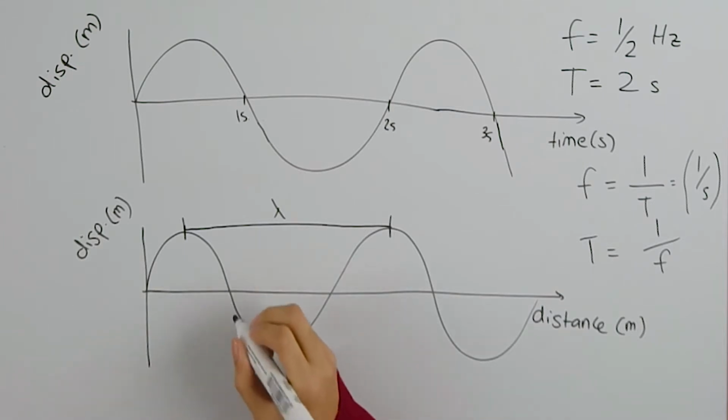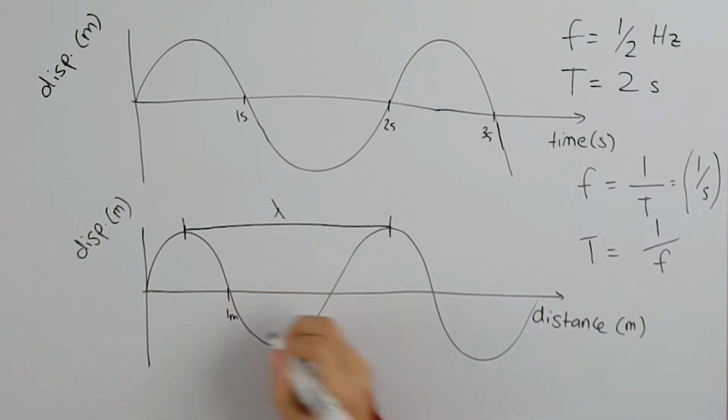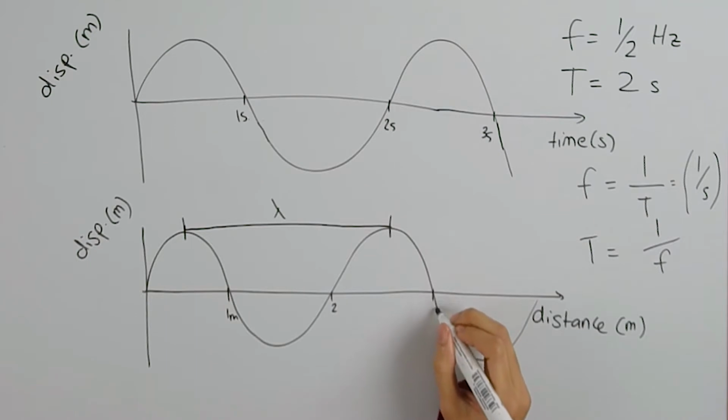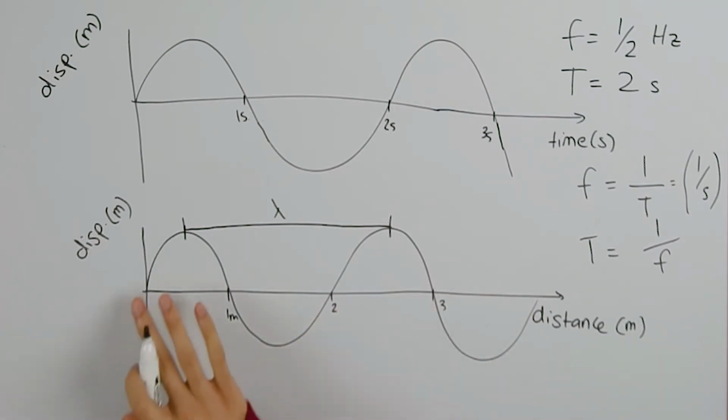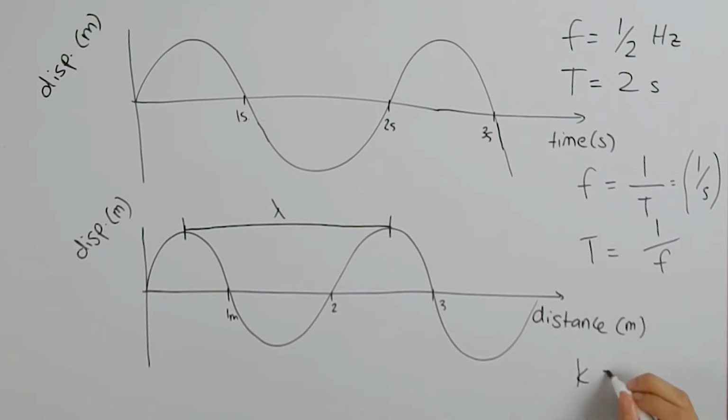So let's say we put 1 meter here, this is 2, this is 3. Our wavelength would be 2 meters, the distance for one full wave cycle. The wave number is simply the reciprocal of the wavelength. So you can't actually see that on the graph either, but the wave number k is just 1 over the wavelength.